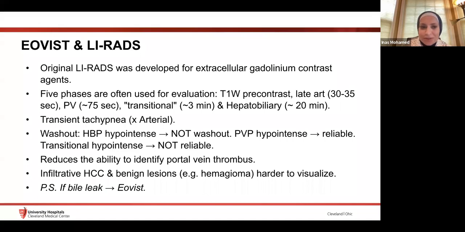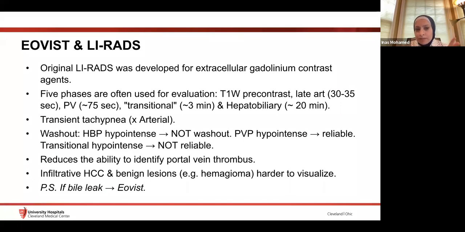Here is the Eovist. We talked about that already. It's an extracellular gadolinium contrast agent. We usually apply 5 phases. We apply the late arterial, the portovenous, what we call the transitional, and the hepatobiliary, which is at 20 minutes. These are the main phases we get.